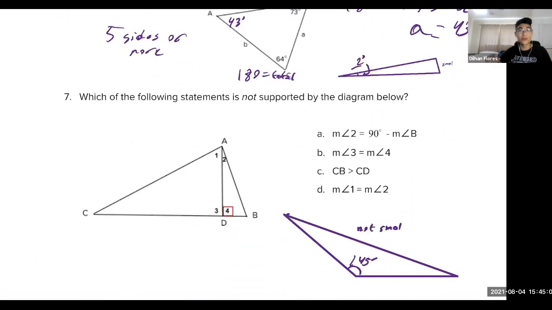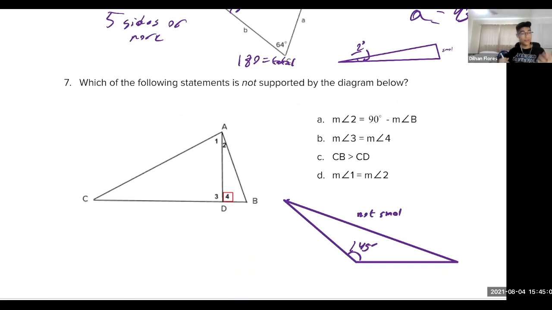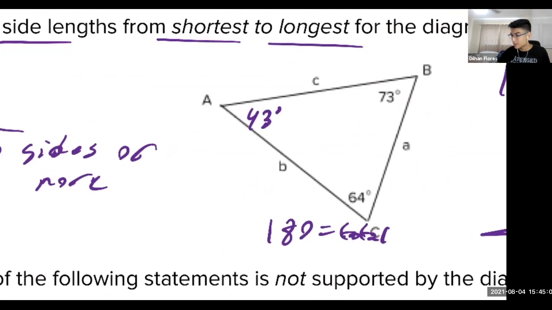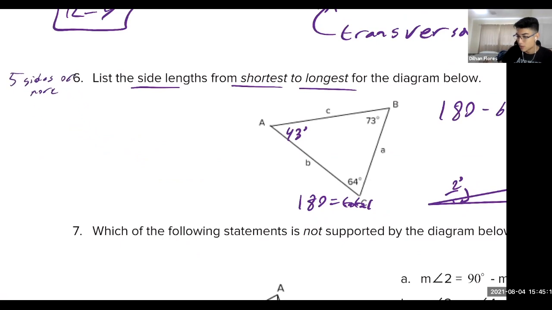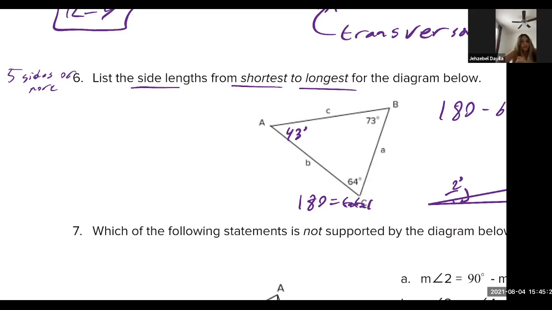Okay. Now, if we have a big angle, we have a big side. If we have a small angle, we have a small side. So let's order our sides from shortest to longest. What is the shortest side? Well, that's kind of like asking, what is the smallest angle? What is the smallest angle, guys? Angle A. Perfect, right? So angle A, 43 degrees, is our smallest angle, so our smallest side is going to be A.